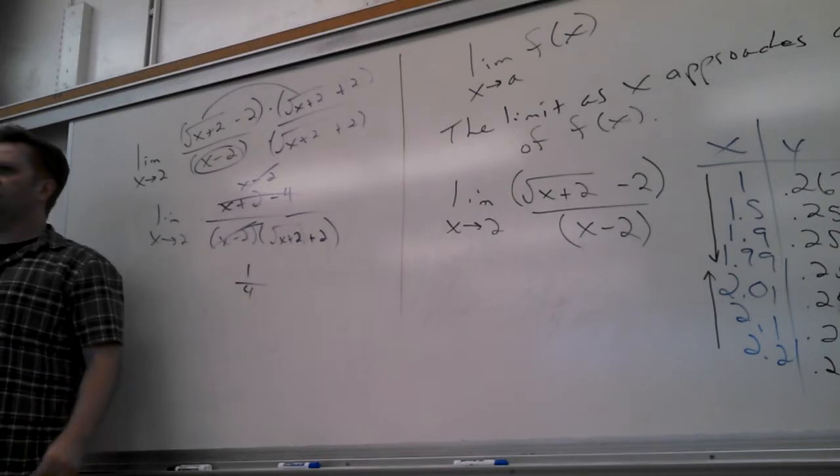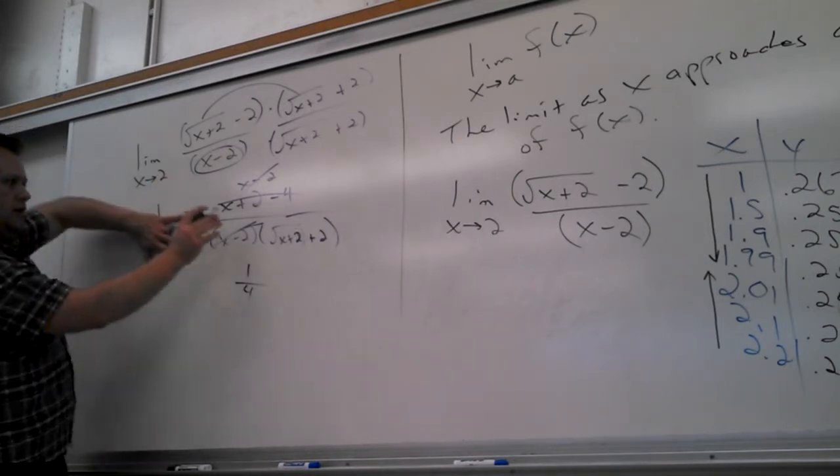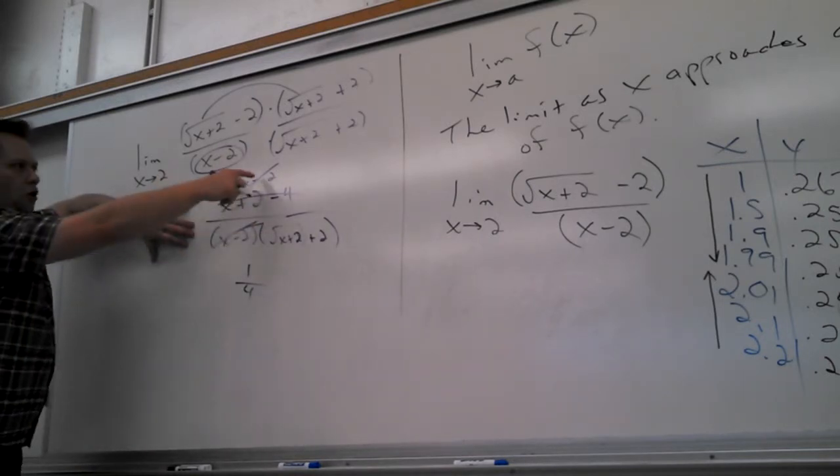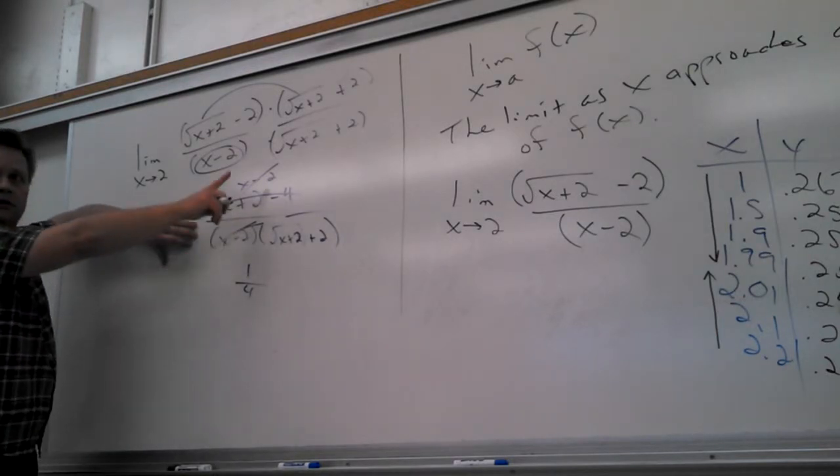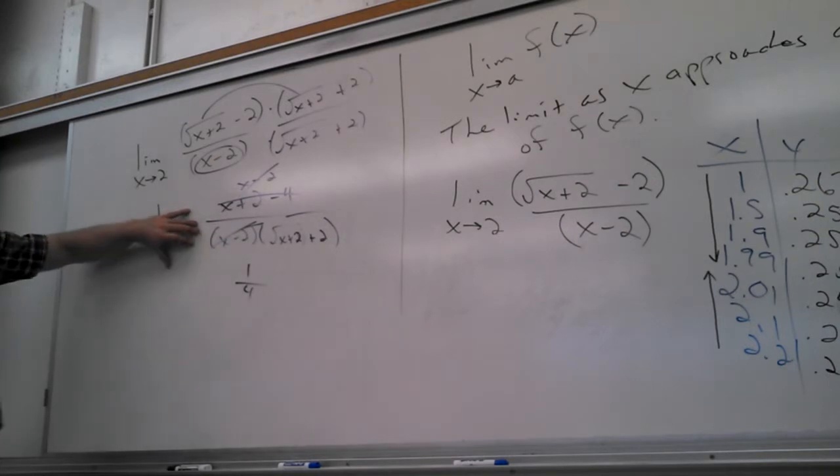Why does this work, though? Can anybody tell me, this expression, it can only do this if x does not equal... What can x not equal in that expression? It can't equal 2. Right? If it equals 2, what happens? 0 over 0. Okay, so x cannot be 2 in that expression.